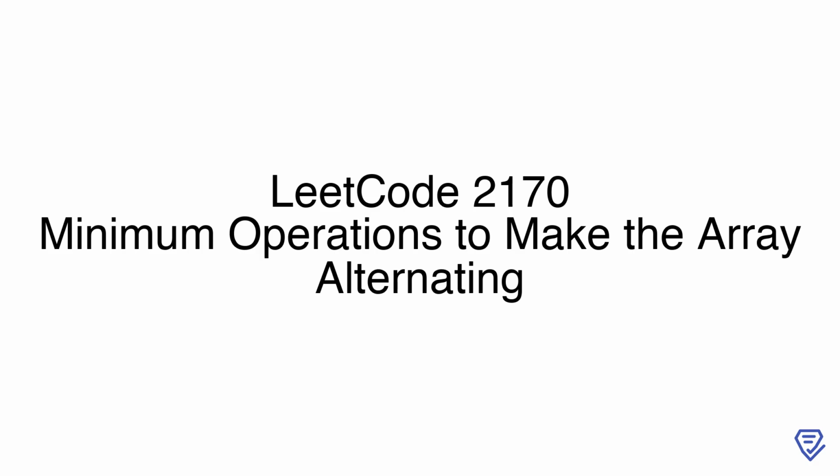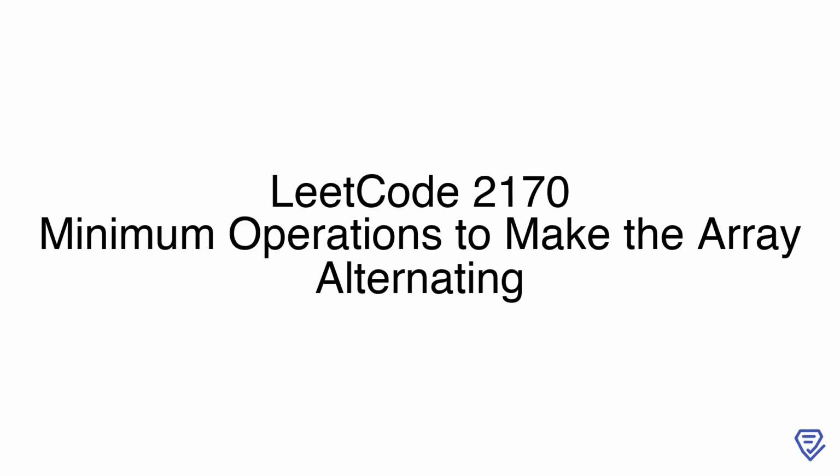Welcome to this problem walkthrough. Today, we'll explore problem number 2170, minimum operations to make the array alternating. In this session, we'll break down the problem, analyze the brute force approach, and discuss its complexities.